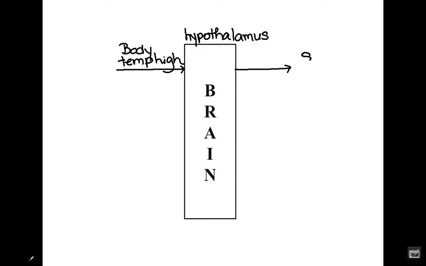So we do things like sweating and dilating our blood vessels at the skin. So some of us get that flushed look.